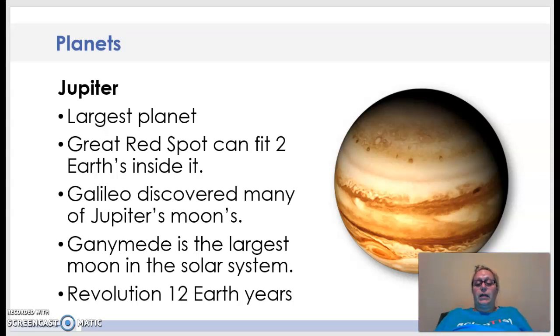Galileo, he discovered many of Jupiter's moons. And the largest of Jupiter's moons, actually the largest in our entire solar system, is Ganymede. Ganymede is the name of the largest moon in our solar system, and it revolves around Jupiter. Jupiter's revolution or orbit around the sun takes 12 years.